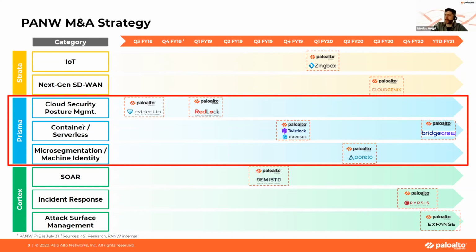Then for container and serverless, it's another approach, called CWP, Cloud Workload Protection. There it's about integrating into the infrastructure as an agent, as a container, even with our own code for serverless.